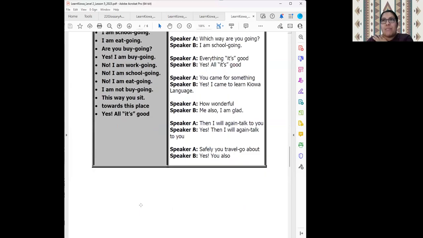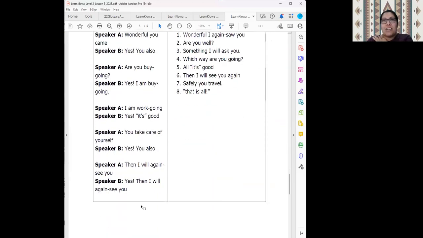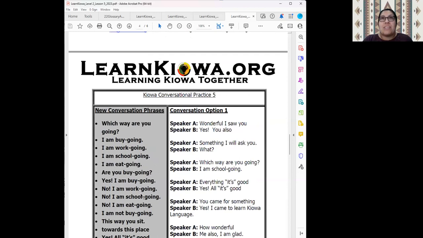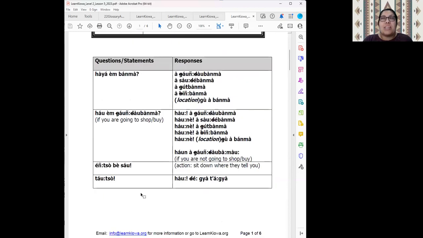And then we have a couple conversations. Maybe we can try this one again, because these conversation response practices are kind of how our conversations will be when we get credentialed and go before the credentialing board, in-person or virtual. So this is a good practice for that credentialing. Okay, so let's go practice our pronunciation.